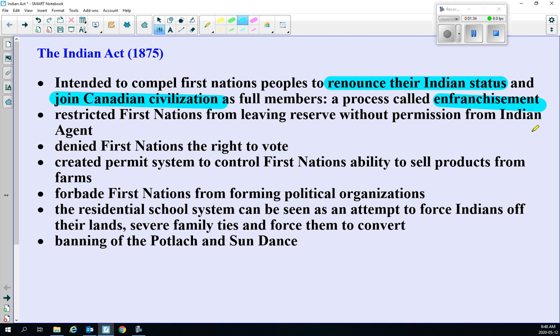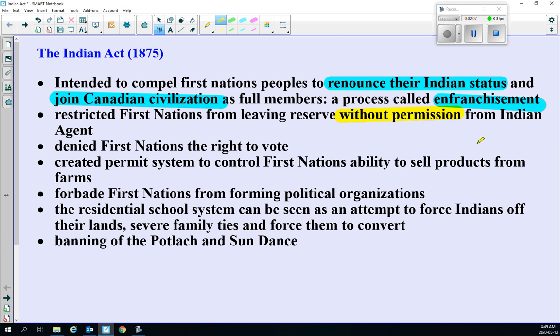I mean, after all, during this whole time from the establishment of the Indian Act in 1875 and on, immigrants could come to Canada from other countries and not have to renounce their heritage, culture, and so on to become Canadian citizens. First Nations peoples were not given that right. They were not given that possibility. That makes it illiberal.